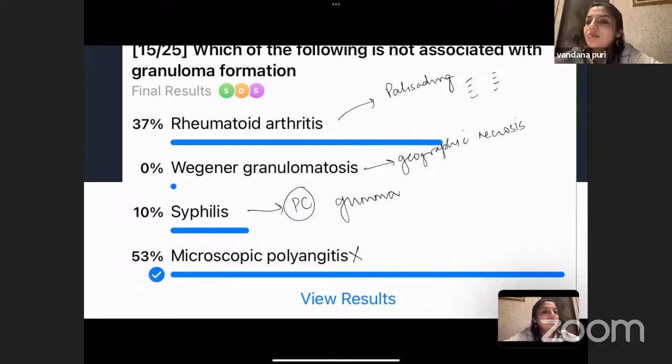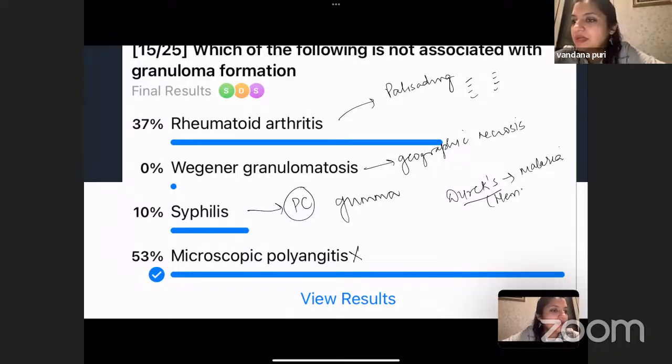So these are things that you should remember. Apart from that, there is another named granuloma which is usually asked in the exam. This is Dürck's granuloma, and remember that it is seen in malaria. Dürck's granuloma is seen in malaria, and it contains black hemozoin pigment. So they can ask you which pigment is present in it. It is hemozoin pigment. About microscopic polyangiitis, they can ask you which type of vasculitis it is. It is leukocytoclastic vasculitis.